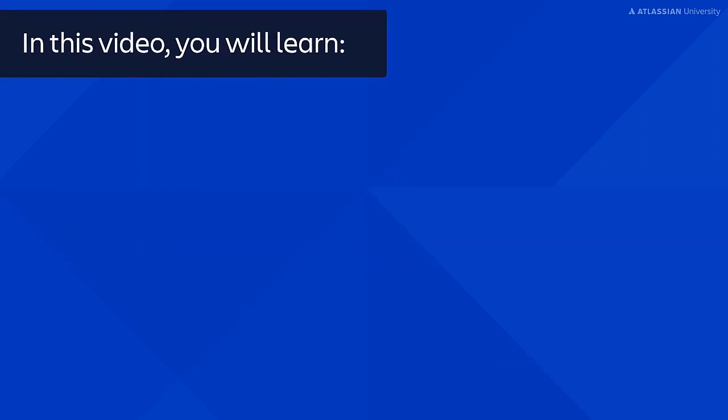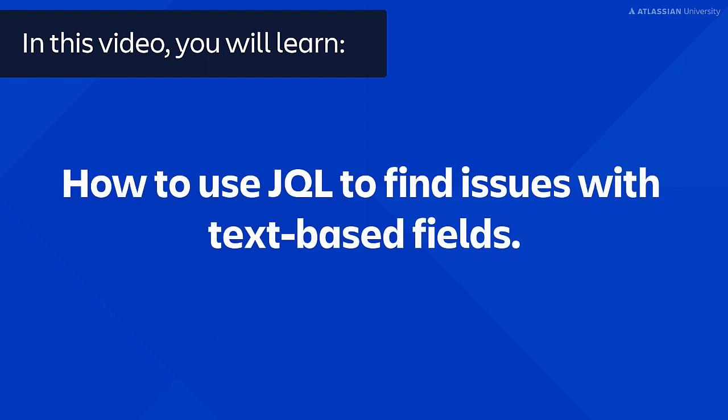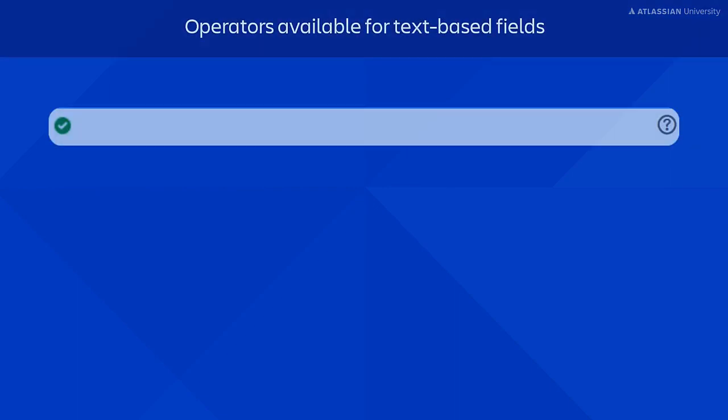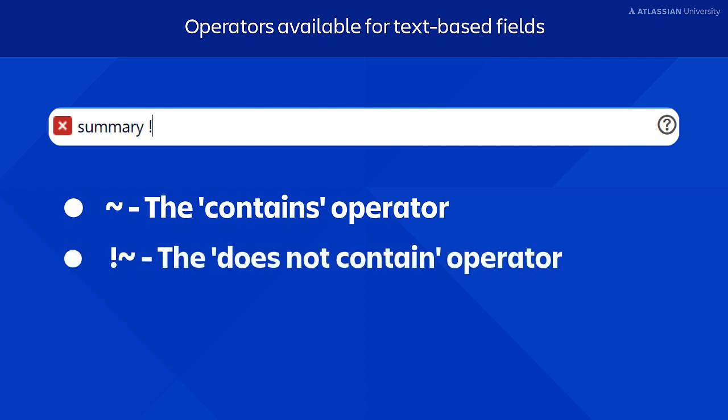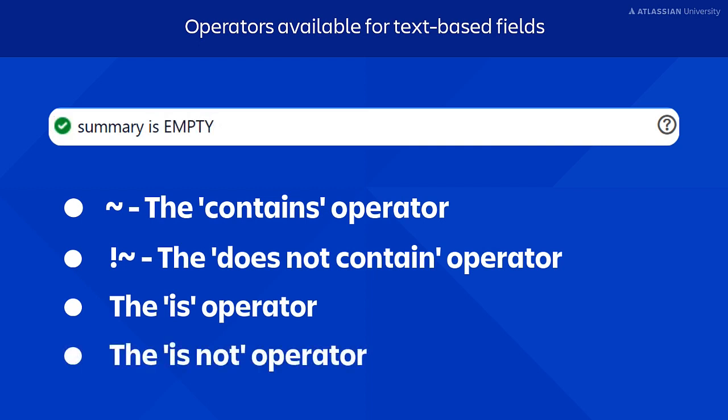In this video, you'll learn how to use JQL to find issues with text-based fields. Text-based fields are elements in an issue with fields where you can enter text values such as description or summary. There are 4 operators available for searching in text fields. The contains operator, the does not contain operator, the is operator, and the is not operator.